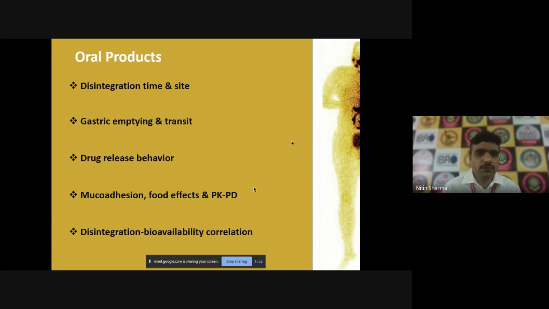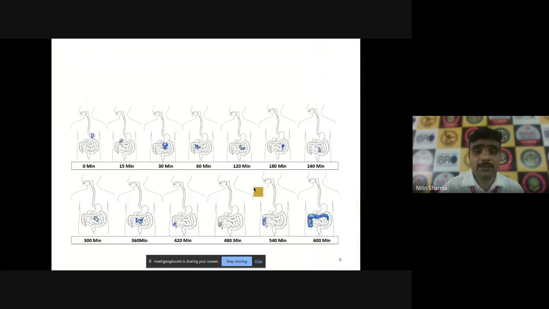What is the effect of food? Suppose I am consuming my formulation along with fatty food, and the same formulation I am consuming in fasting conditions, so what will be the effect of this food content on the performance of this product, we can determine. As I already told you, the PKPD study we can determine, and the disintegration behavior or the bioavailability correlation, in vitro in vivo correlation, we can also determine with the help of this gamma scintigraphy technique. So here we are representing the performance of one of our products.